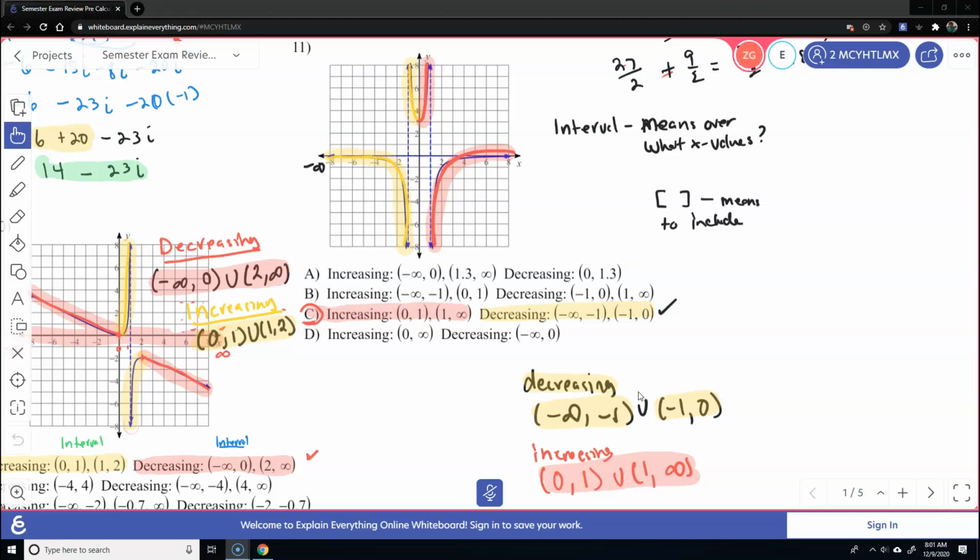because we're increasing from 0 to 1, and we're also increasing from 1 to infinity. That's the red part. Decreasing is from negative infinity to negative 1, and also from negative 1 to 0.